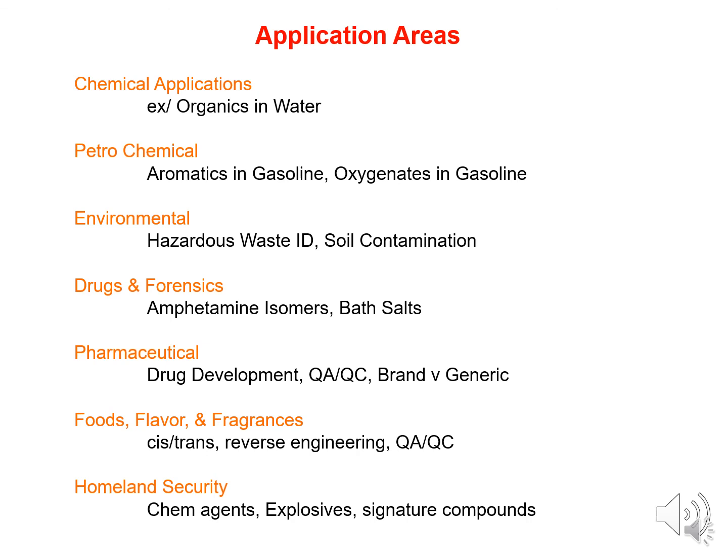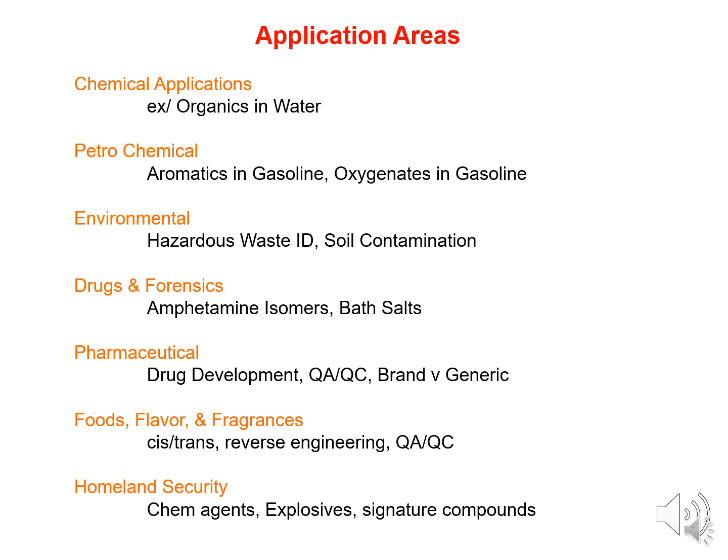Applications for IR, GCIR: organics and water, aromatics and gasoline, oxygenates and gasoline, environmental hazardous waste, i.e. soil contamination. In some cases, there were environmental pollutants that were very much dependent upon specific isomers. For dioxins, for example, certain isomers are much more toxic than others, so GCIR can be used to positively identify those. Drugs and forensics can be very, very important.